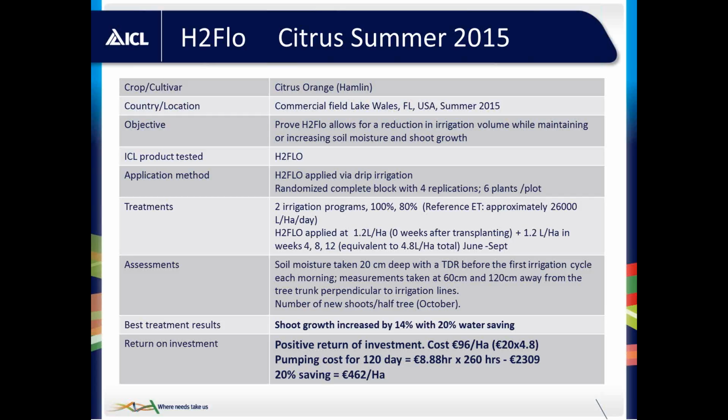Again, we looked at the soil moisture. So this was taken at 20 centimetre deep with the TDR, so the same moisture meter as before. And it was taken again before the first irrigation cycle each morning. And we took 2 distances, so we took 60 centimetres and 120 centimetres away from the tree trunk. So this was really to show you if and how the water was moving sideways away from the drip emitter, which was next to the trunk.